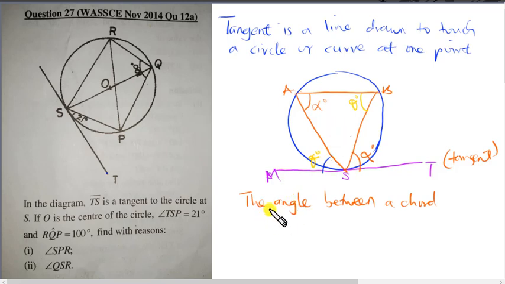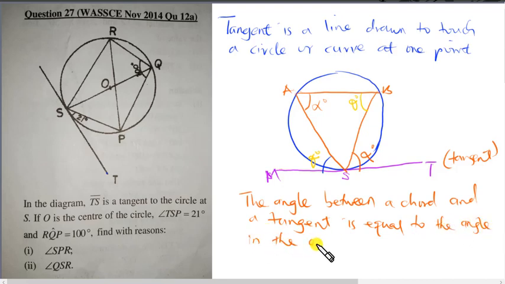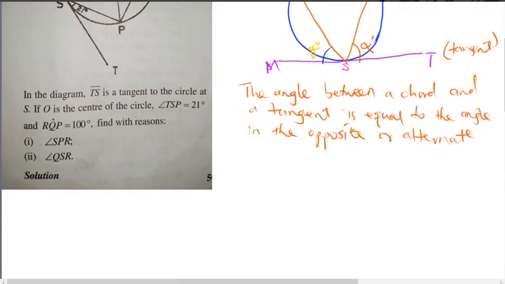So back to what we're saying. We're saying that the angle between a chord and a tangent is equal to the angle in the opposite, or alternate, segment. Now let us try to analyze this theorem very well.